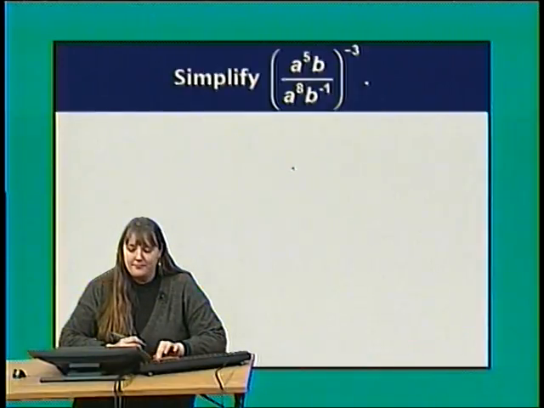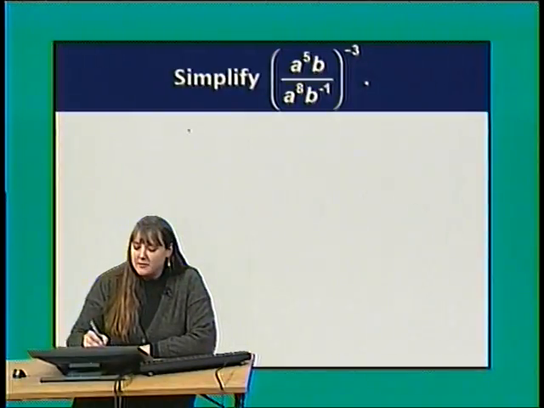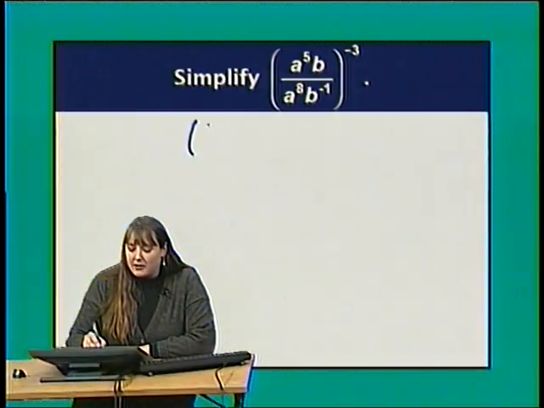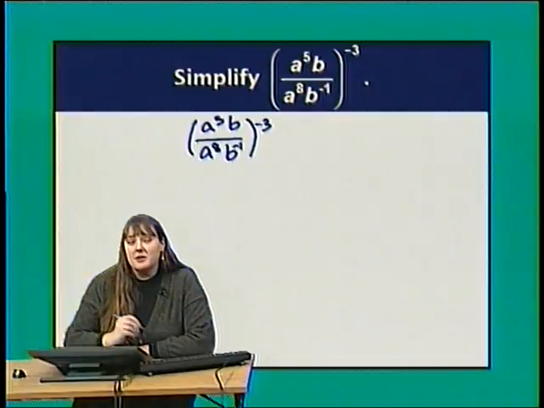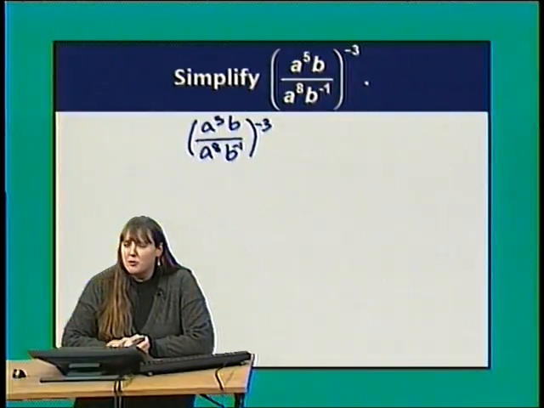Now let's simplify a to the 5th b over a to the 8th b to the negative 1, all raised to the power negative 3. There are several properties of exponents that I can apply here. Remember when we're applying the rules of exponents that there are different orders we can apply them. And as long as we apply them correctly, we should all come to the same final result. In this problem, something that I'm noticing is that I have factors of a in both the numerator and denominator. So I think I'm going to simplify what's in parentheses first and deal with that exponent of negative 3 later.